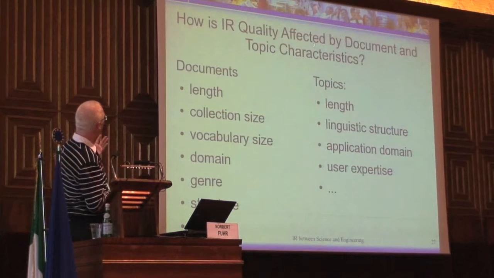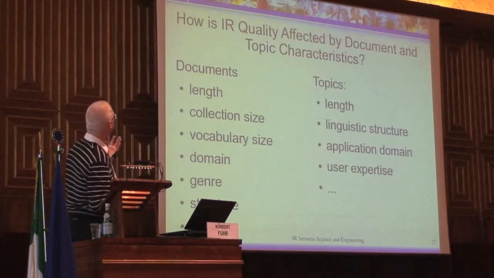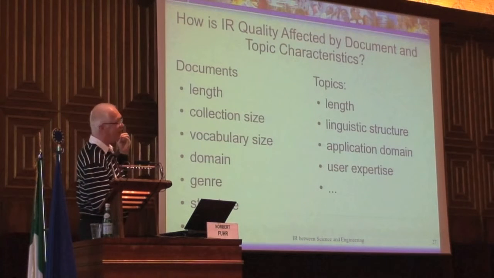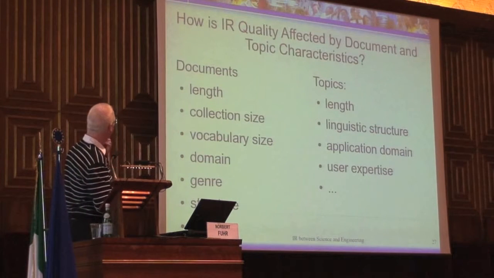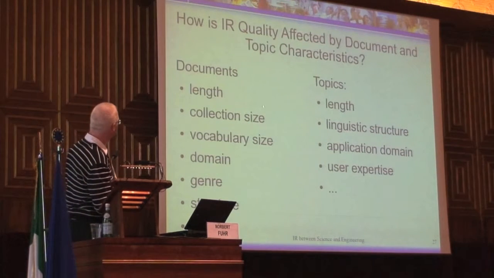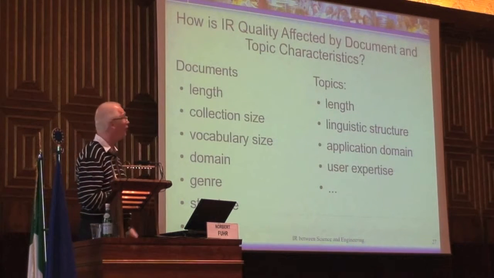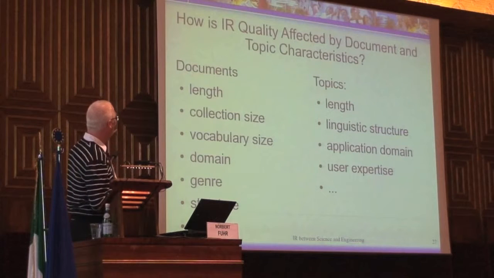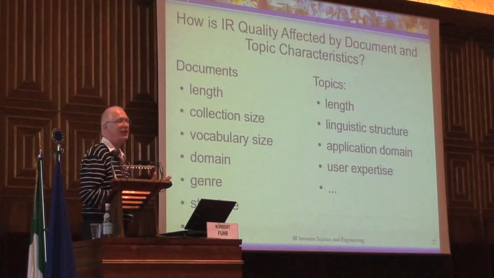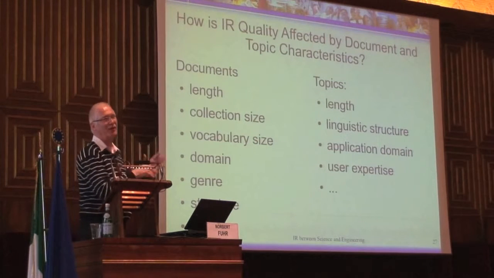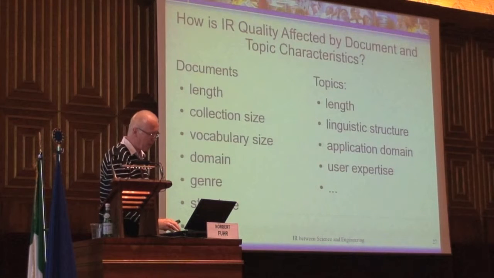So when we look at the controlled variables and their characteristics, the great challenge for our field is: how is IR quality affected by characteristics of documents and topics? For example, documents may vary in length, collection size, vocabulary size, domain, genre, structure, and so on. Topics might also vary in length, linguistic structure, application domain, user expertise, and so on. And similarly, for the concept of relevance, you can think of different characteristics.